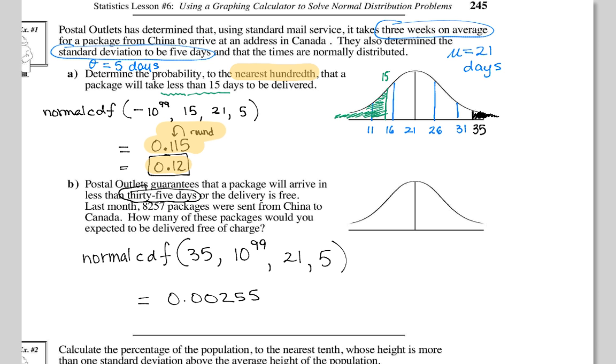Okay, but that's not what they're asking for. They're not asking for the probability, are they? They're asking for how many packages. So you take this and you multiply it by the 8257. Very nice. Okay, can you guys do that for me? Did you get roughly 21? So 21 packages will not be charged. They're going to get delivered for free. 21 packages are sent for free.